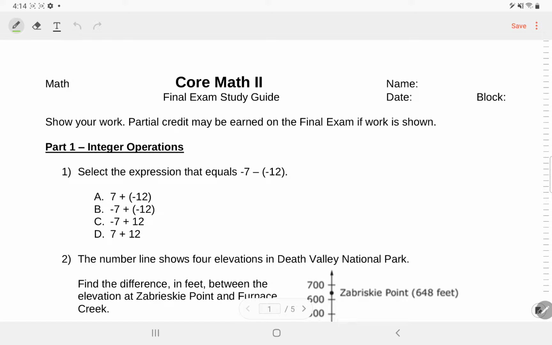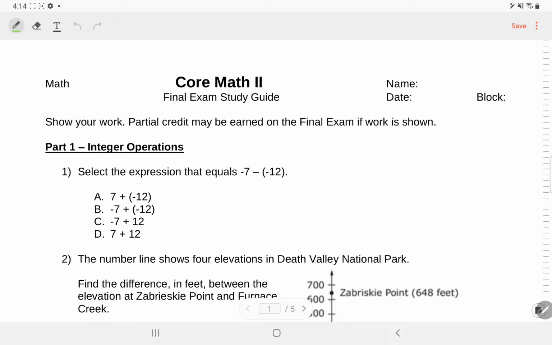So as always, we read the instructions first. Show your work. Partial credit may be earned on the final exam if work is shown. Remember, the final exam is all free response. There is no multiple choice, but it is open notes and you can use any notes from your notebook as well as worksheets that you previously completed. So let's begin. Part 1, integer operations.